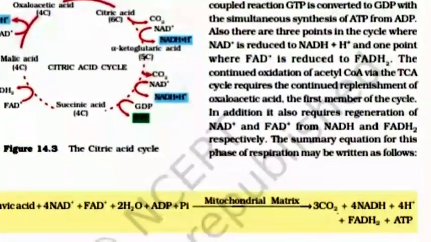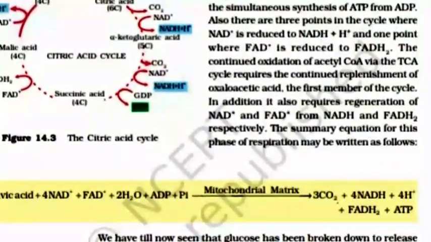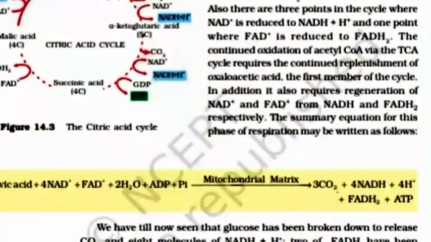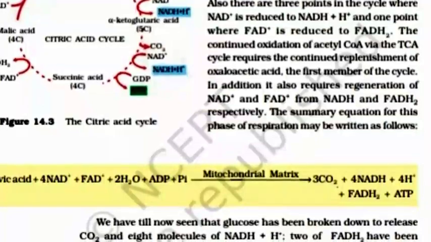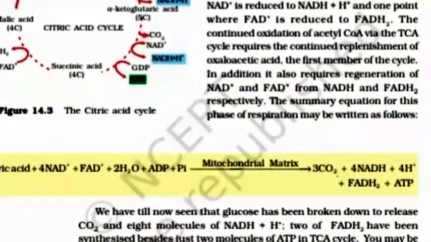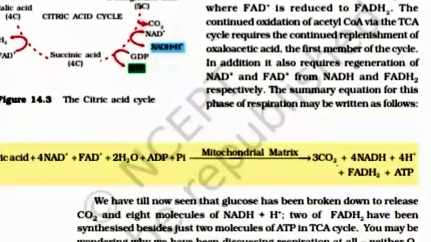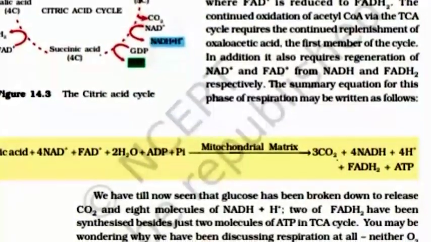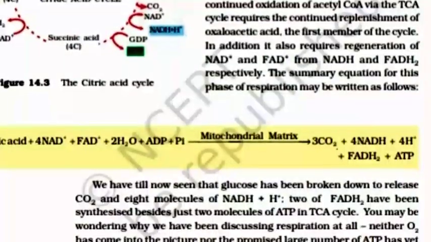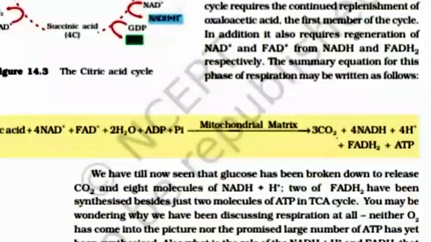In addition, it also requires regeneration of NAD+ and FAD+ from NADH and FADH2 respectively. The summary equation for these phases of respiration may be written as follows: Pyruvic acid plus 4 NAD+ plus FAD+ plus 2 H2O plus ADP plus Pi, in the mitochondrial matrix, after reaction gives 3 CO2, 4 NADH plus 4 H+, FADH2 plus ATP.